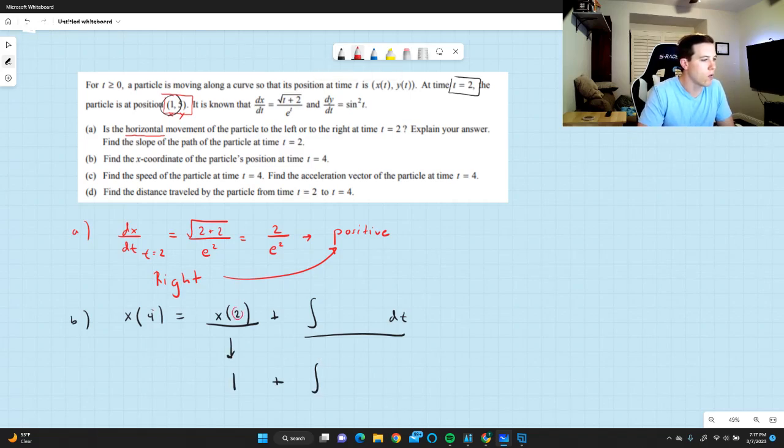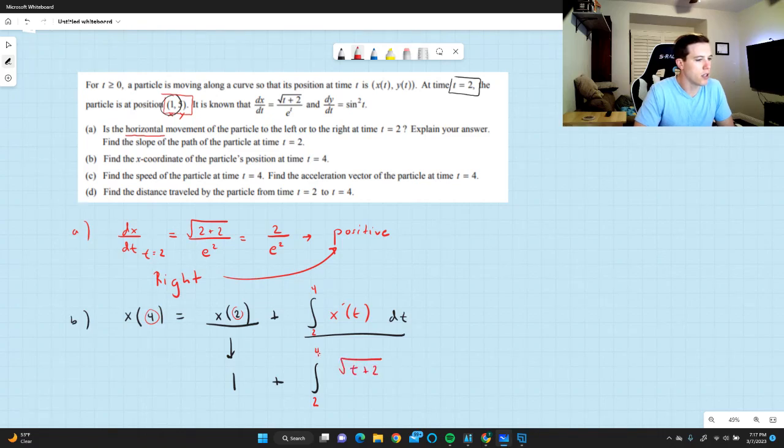Where we're at, where we're trying to get, 2 to 4. And here, we're going to put the velocity of x prime of t, which is dx/dt. I'll write it in this notation so it works a little bit nicer. So 4 on the top, 2 on the bottom. And then we're going to accumulate this.